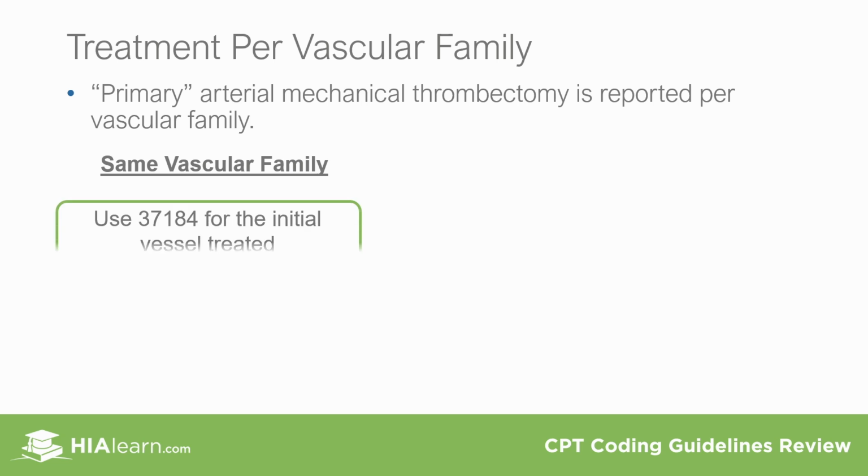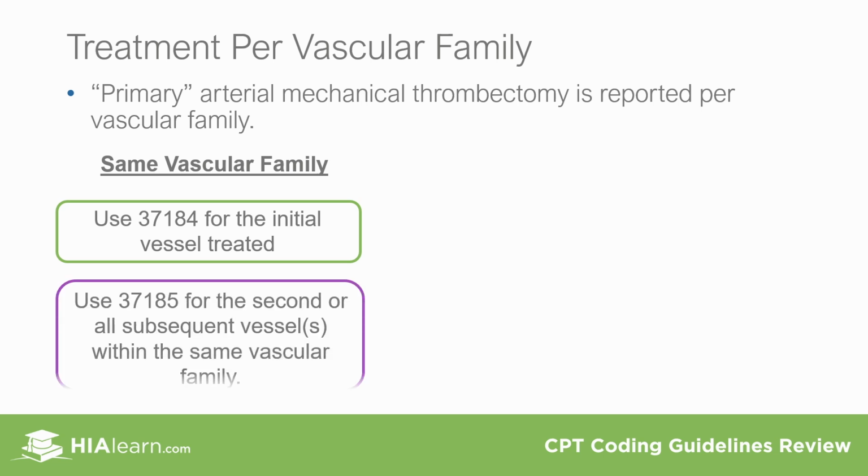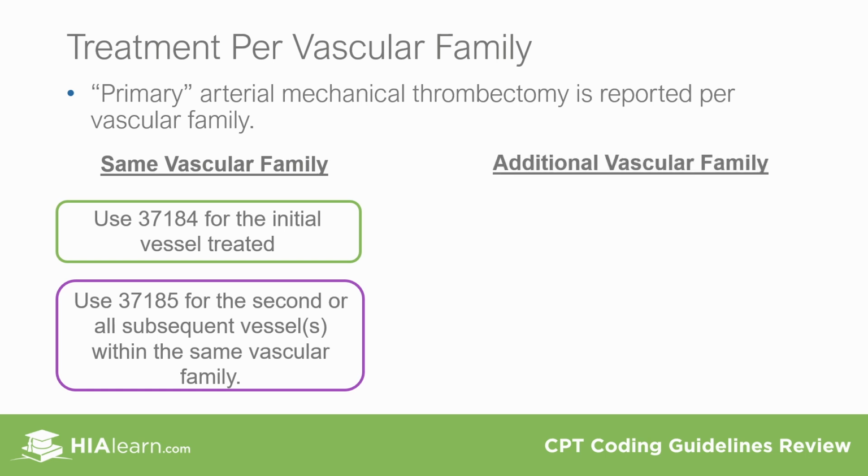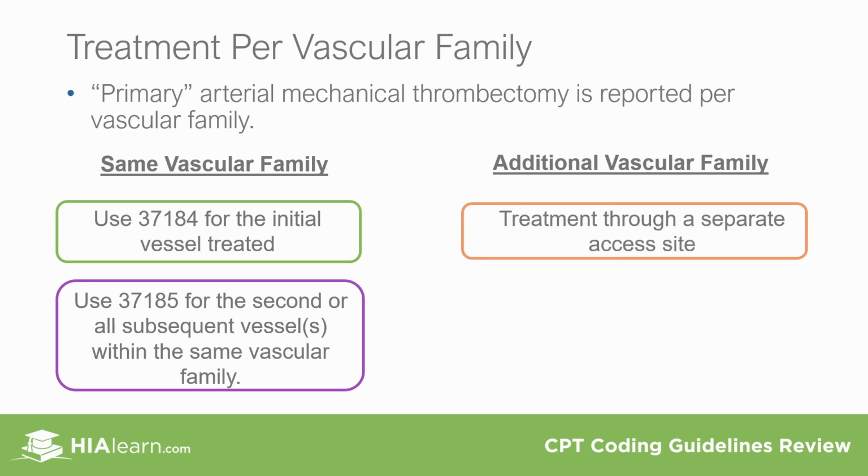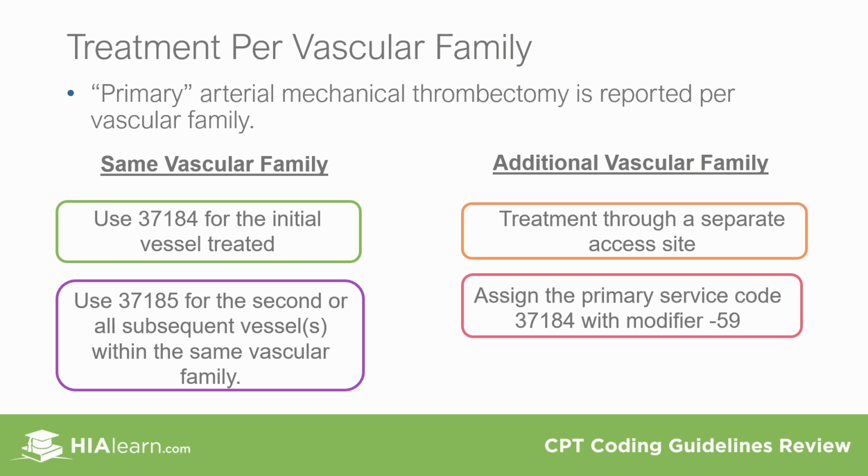Code 37184 is assigned for the initial vessel treated within a vascular family, with code 37185 used for the second or all subsequent vessels within the same vascular family. Treatment of an additional vascular family through a separate access site is reported with the primary service code 37184 with modifier 59 appended.